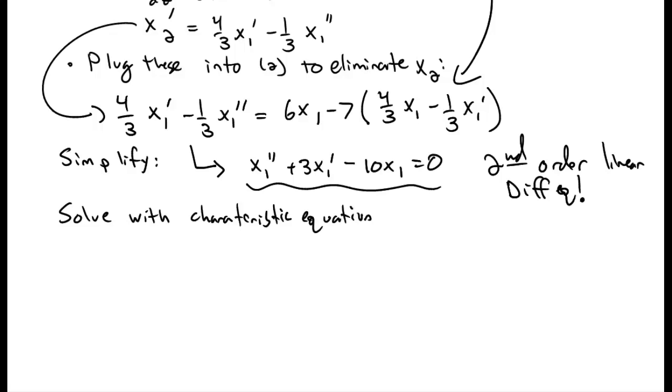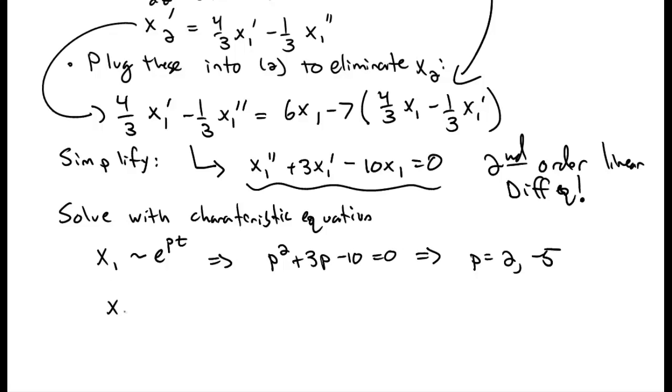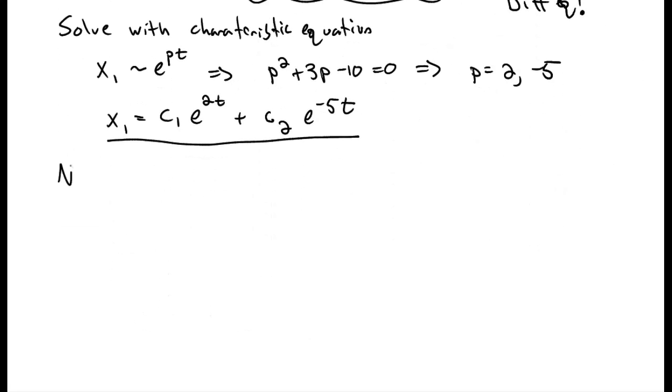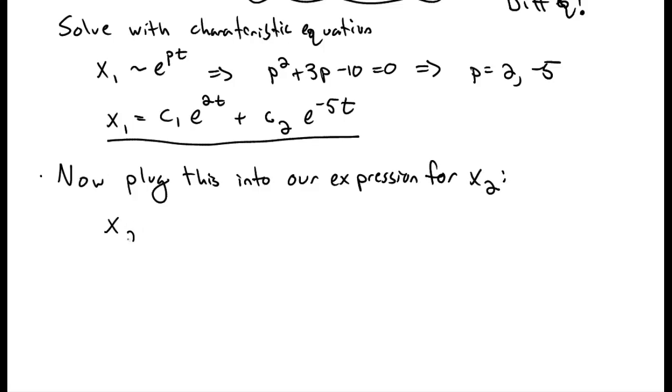So let's do that. Let's say that x1 goes as e to the pt, and so p squared plus 3p minus 10 is 0, which gives us p-values of 2 and negative 5. So that means solutions for x1 look like c1 e to the 2t and c2 e to the minus 5t. So we've got our solution for x1. Now we can plug this into our expression for x2 to find the solution for x2.